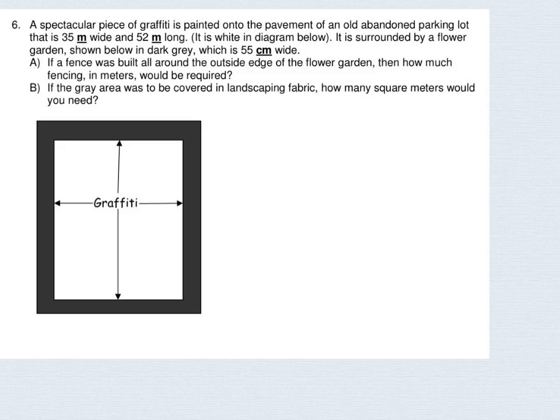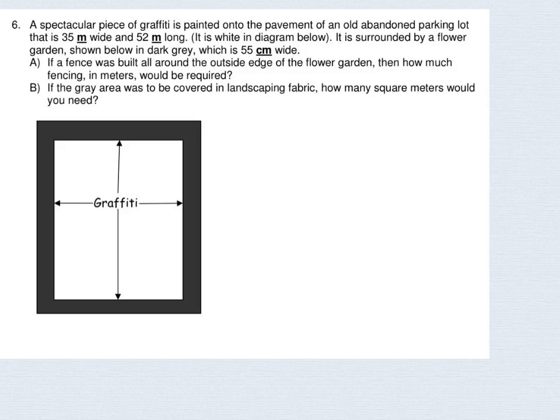Question 6 says, a spectacular piece of graffiti is painted onto the pavement of an old abandoned building, and the parking lot is 35 meters by 52 meters. That's the white area in the diagram. It's surrounded by a flower garden, which is the gray area, and the flower garden is 55 centimeters in width.